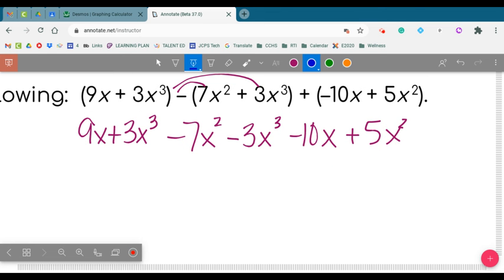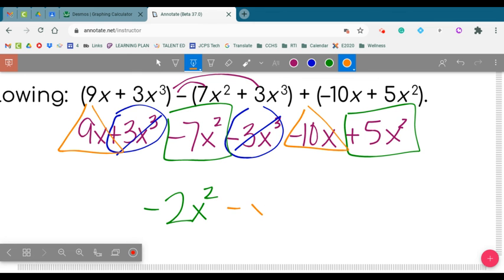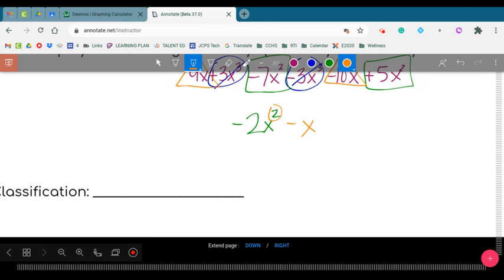So again, I want to start with my biggest exponent. So I'm going to start with my cubes. So 3x cubed and negative 3x cubed actually cancels. So we can just get rid of that one. Negative 7x squared and 5x squared is going to give me negative 2x squared. And then negative 10x and 9x is going to give me negative x, or negative 1x. So on this one, my biggest exponent is 2, so this is quadratic.